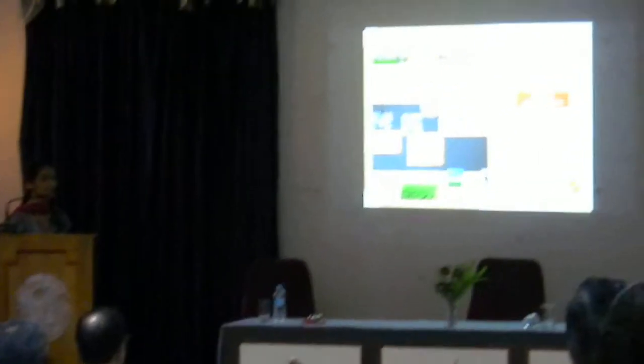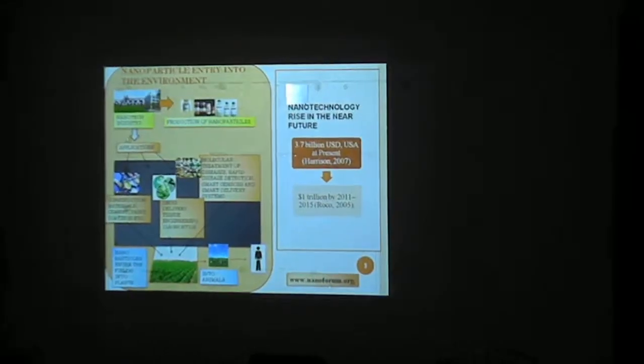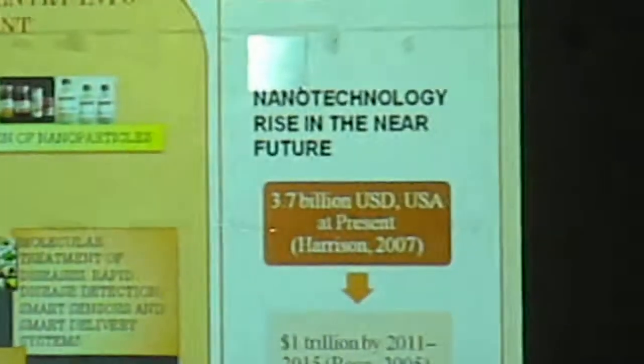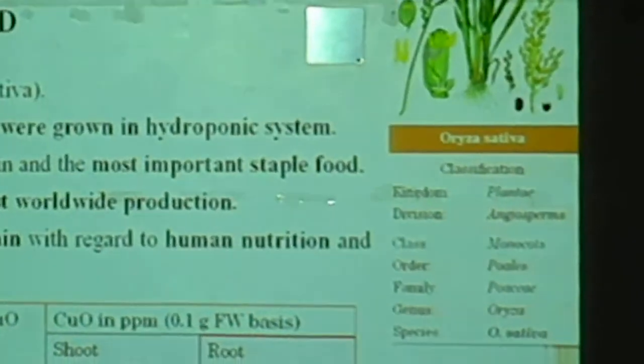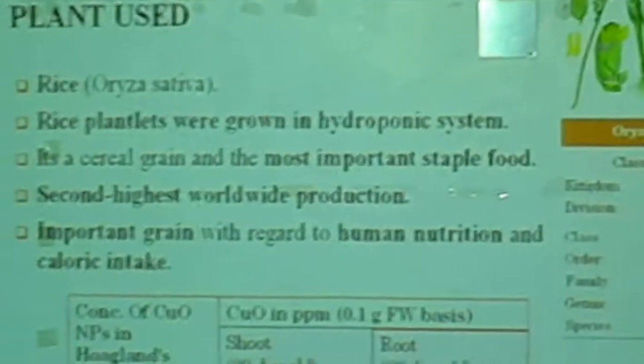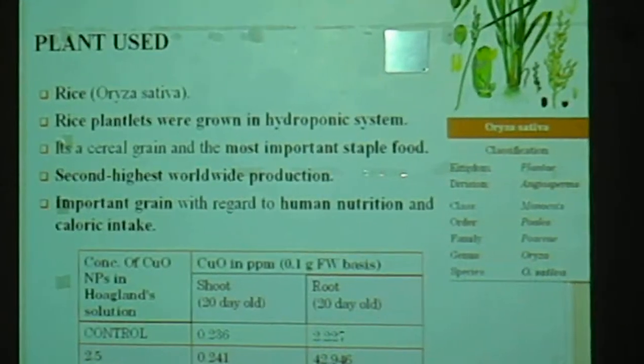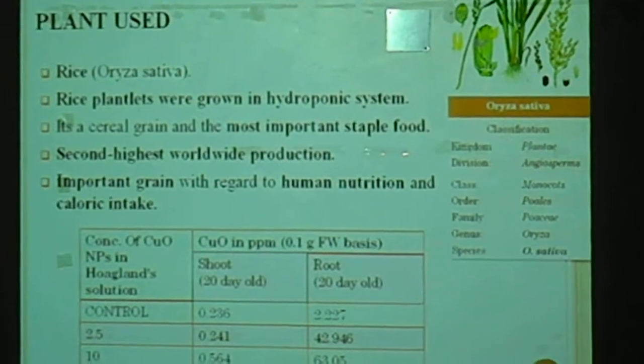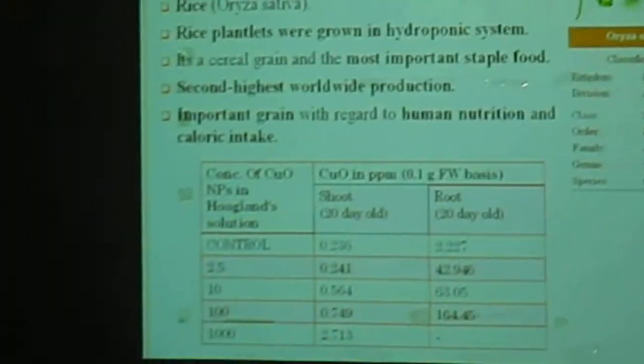or properly controlled can enter into the environment, basically into the fields, which are then taken up by the plants and then will enter into the food chain. Next. The plant used for this study was rice, and these rice plants were grown in a hydroponic system with concentrations starting from control with no nanoparticles, then ranging up to 1000 ppm concentration.